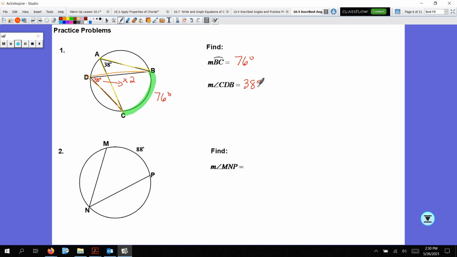All right, number 2, here I have that the minor arc MP is 88 degrees. When we go to the inscribed angle, all the way to the other side of the circle, we divide by 2. 88 divided by 2 is 44. That means the measure of MNP is 44 degrees.